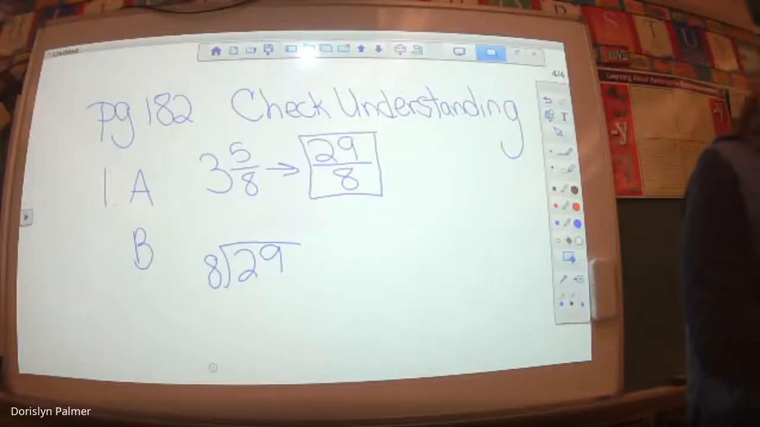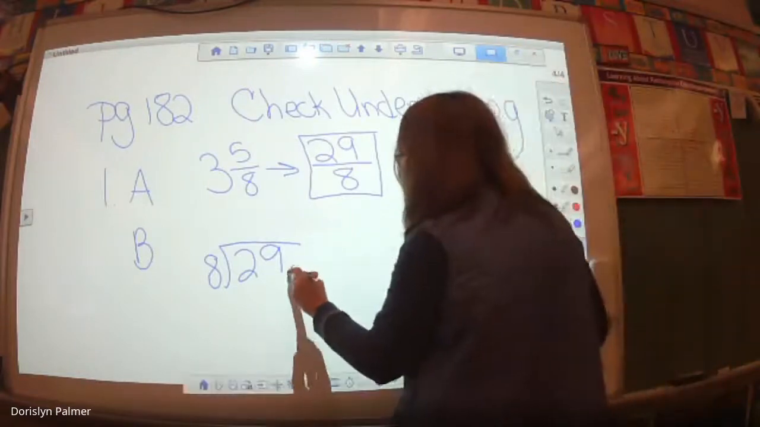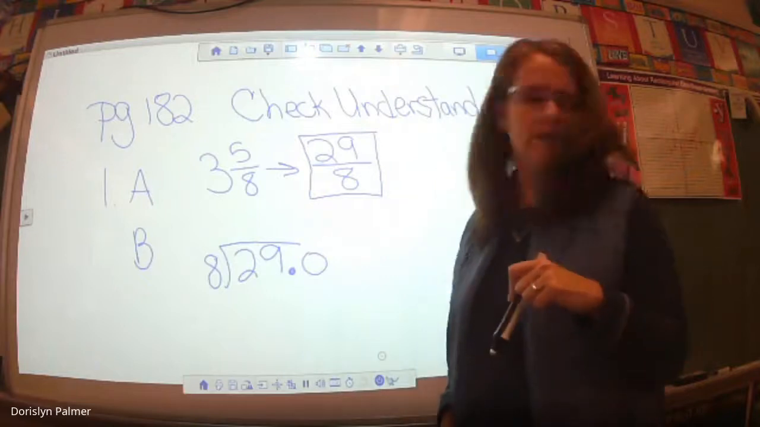Are you frozen? No, I want you to go ahead and try to work that out. Oh, okay. Okay. And we're going to turn it into a decimal. So I'll probably have to put a decimal point here, maybe some zeros. Serena, what did you get?